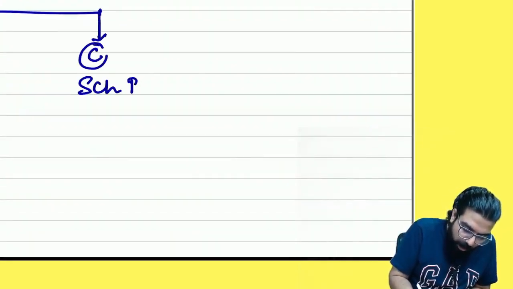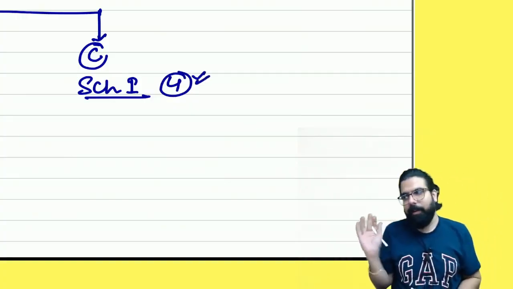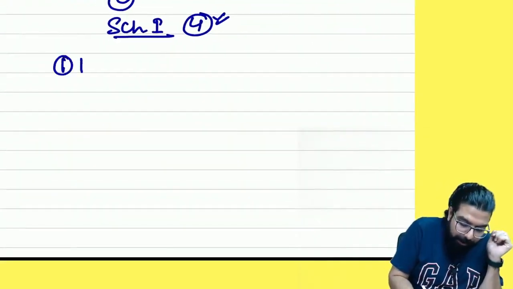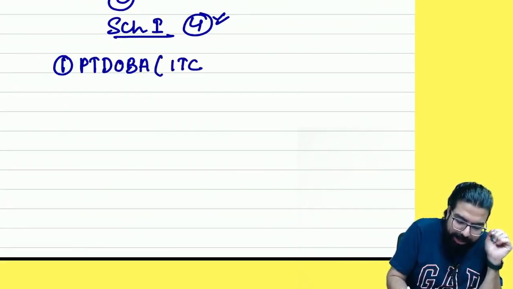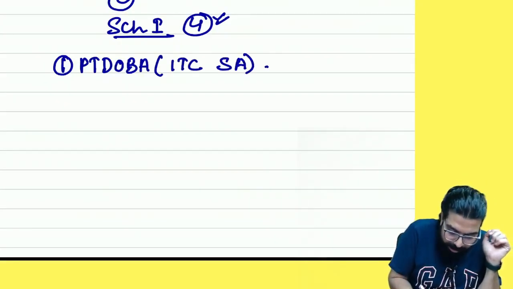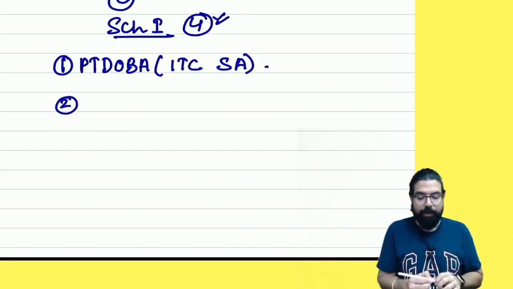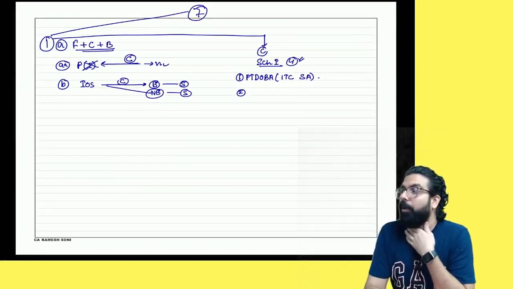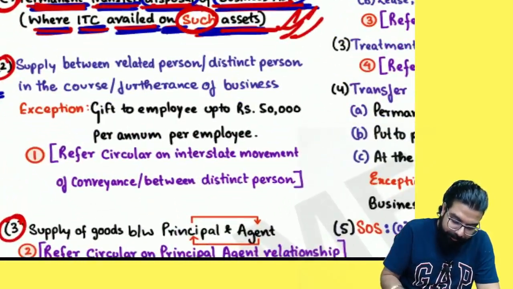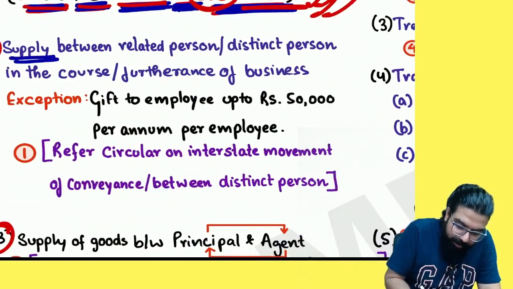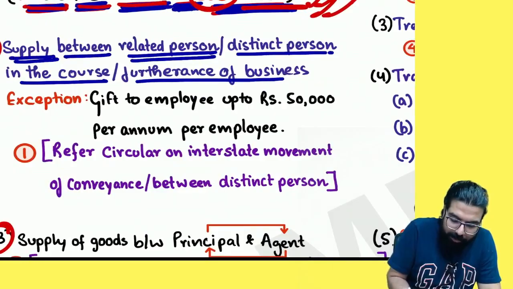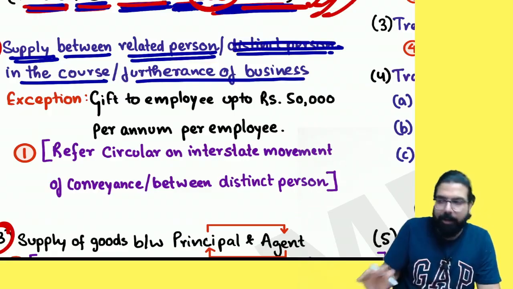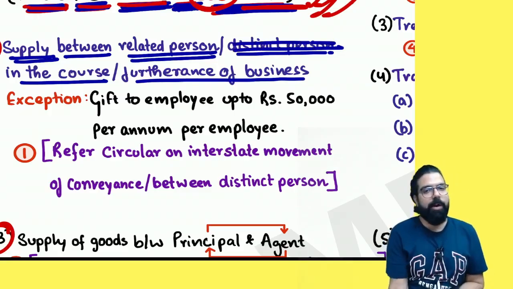Schedule 1. How many transactions are there? Without consideration also it will be a supply. Number 1. Permanent transfer or disposal of business assets where you had gone ahead and taken the ITC. Chalo, I'll move to the second one now. Everyone over here now. Is everything 100% clear till here? Chalo. The second one over here is supply between related persons or distinct persons in the course or furtherance of business. People, related and distinct person I am cutting now. First I will teach you about related person. Okay, everyone?